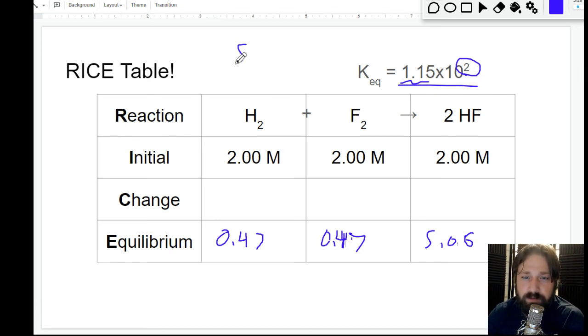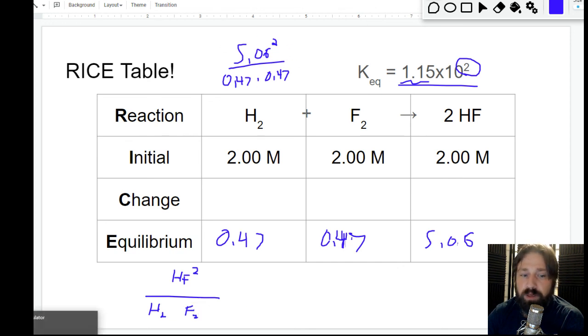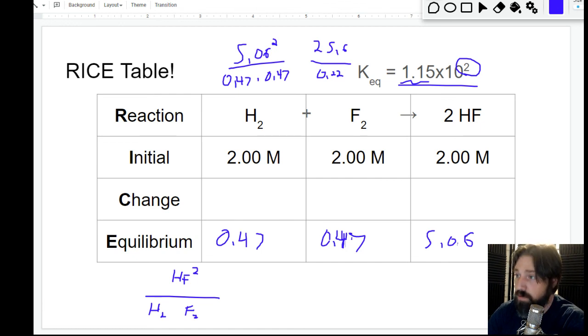So let's kind of run through this. It's going to be 5.06 squared over 0.47 times 0.47. Remembering our equilibrium expression, remember, was HF squared over H2 times F2. All right. So let's run through this real quick. Okay. So on the other side, I got 5.06 squared. This ends up being 25.6, and 0.47 squared is 0.22. And if we go through and finish this out, I get 116.3.